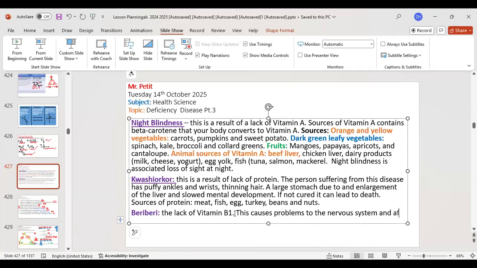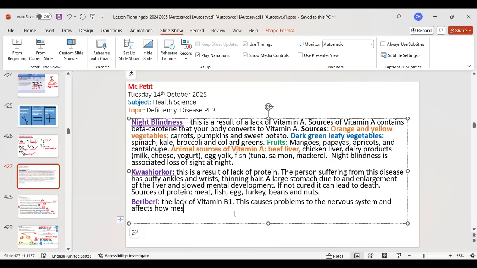And affects how messages travel through the nerves. So beriberi. A person with beriberi is going to have nerve issues. Now, if you have nerve issues, what about your movement? Like how you think you're going to look? I think you can have slow reflexes. What else? Slow reactions.